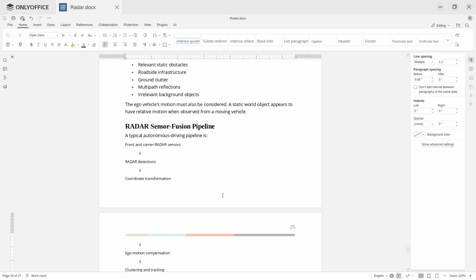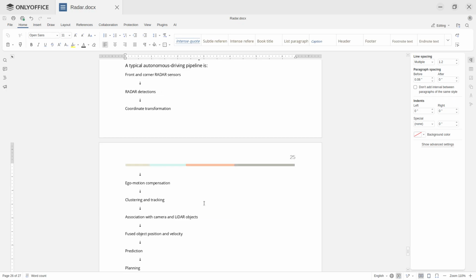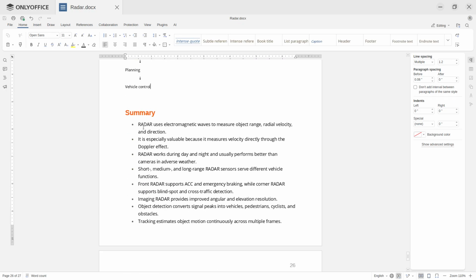So with this we have come to an end. What we have discussed till now is that radar uses electromagnetic waves to measure object range, radial velocity and direction. It is especially valuable because it measures velocity directly through the Doppler effect. Radar works during the day and night and usually performs better than cameras in adverse conditions.